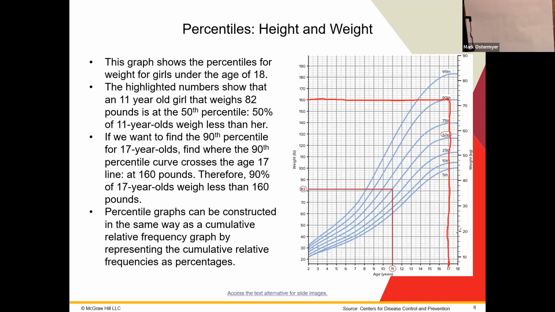So 90% of 17-year-old girls would weigh less than 160 pounds, and 10% of 17-year-old girls would have a weight greater than 160 pounds. Any questions? Now, how would we construct a percentile graph? Well, they can be constructed in the same way that a cumulative ogive graph was constructed in the past, although we would add another column called a cumulative percentage column. That's the only difference. All right, so this is an interesting diagram here.